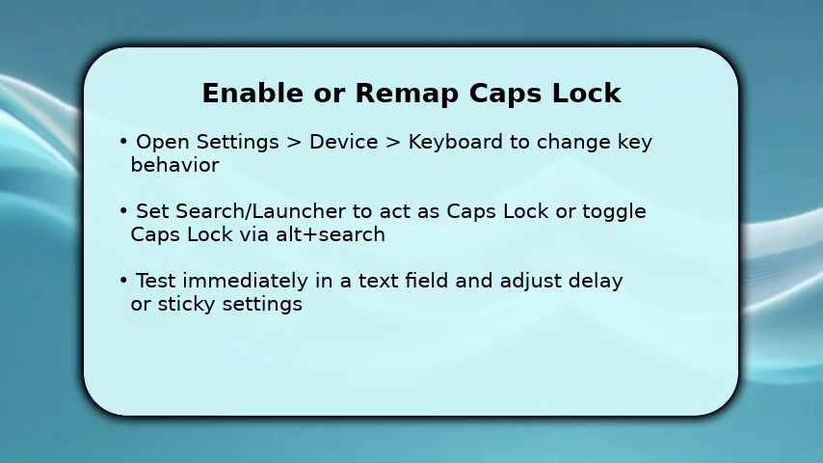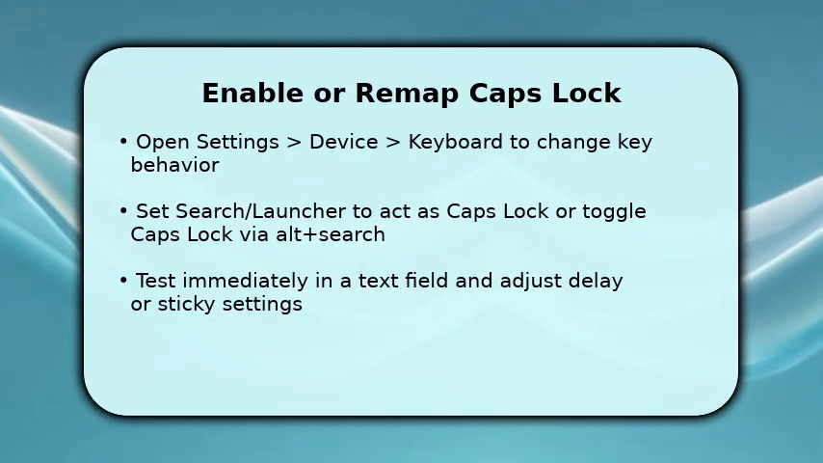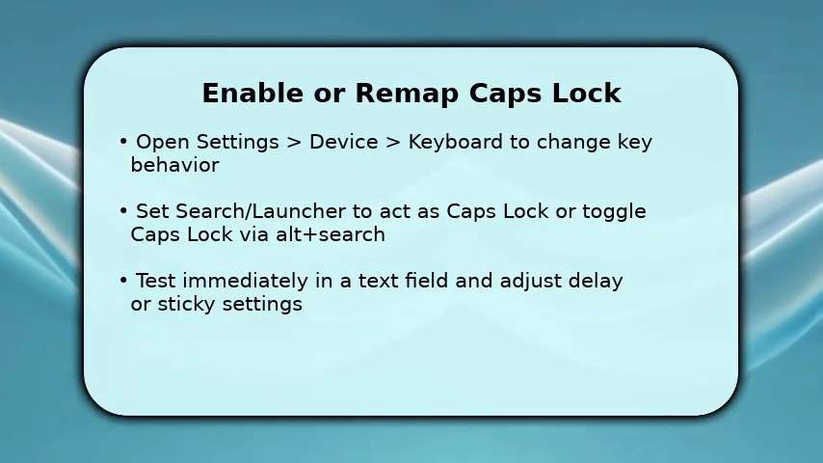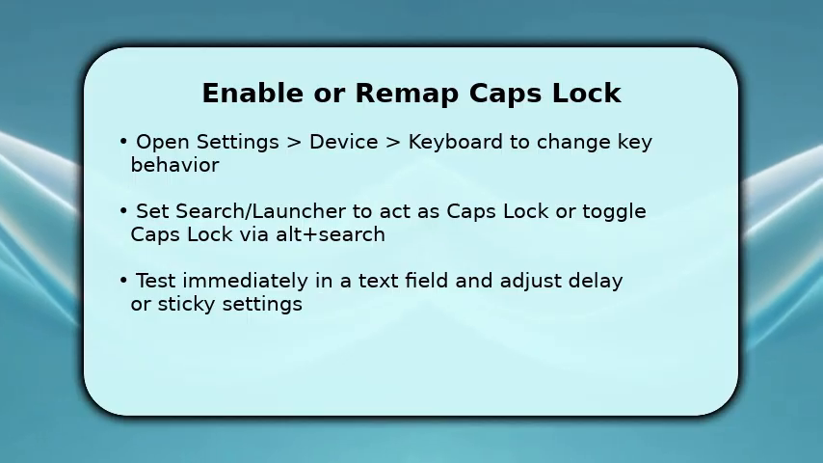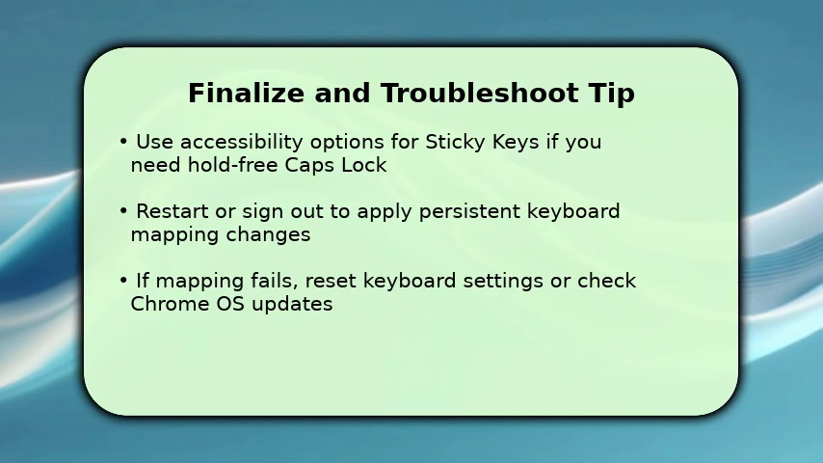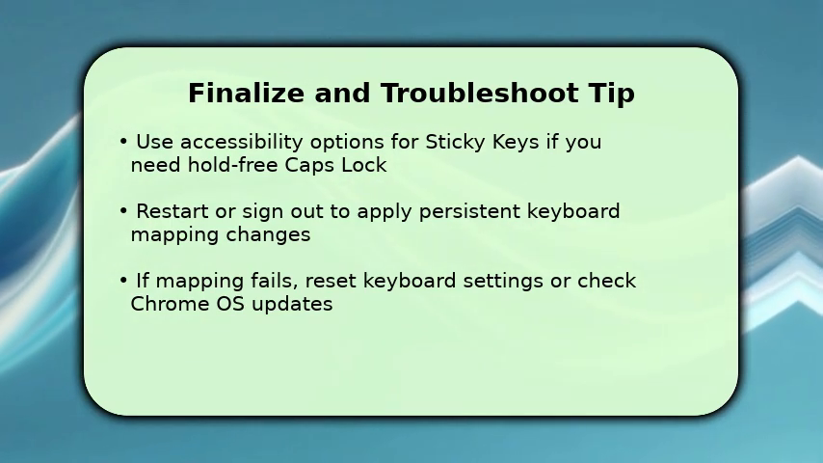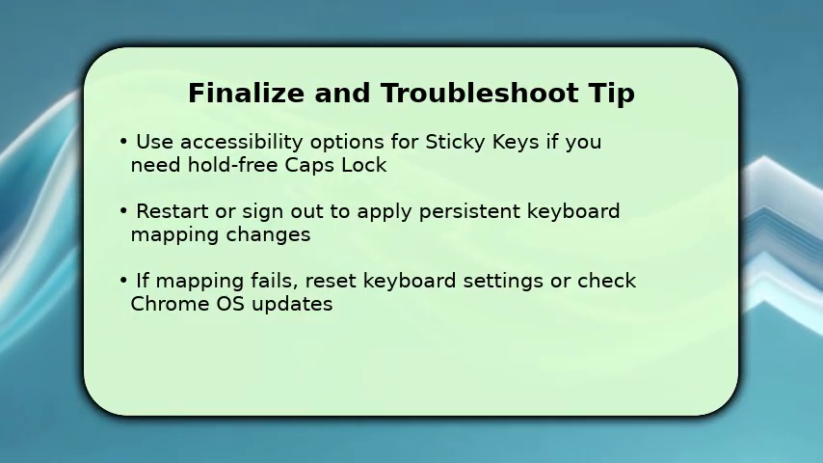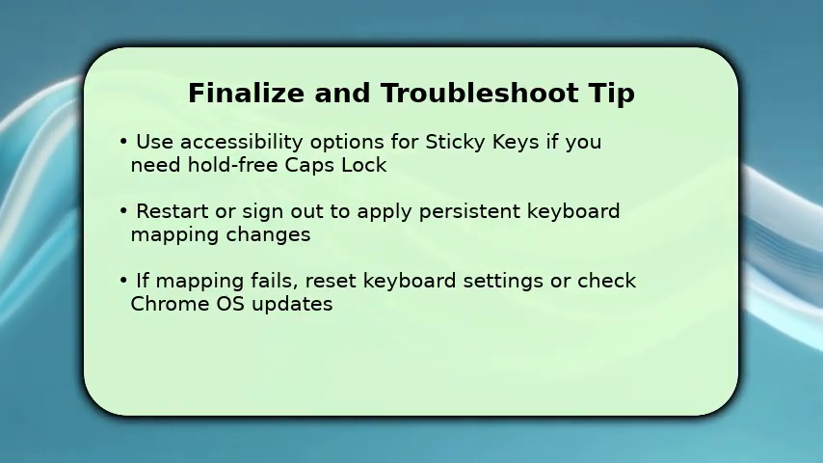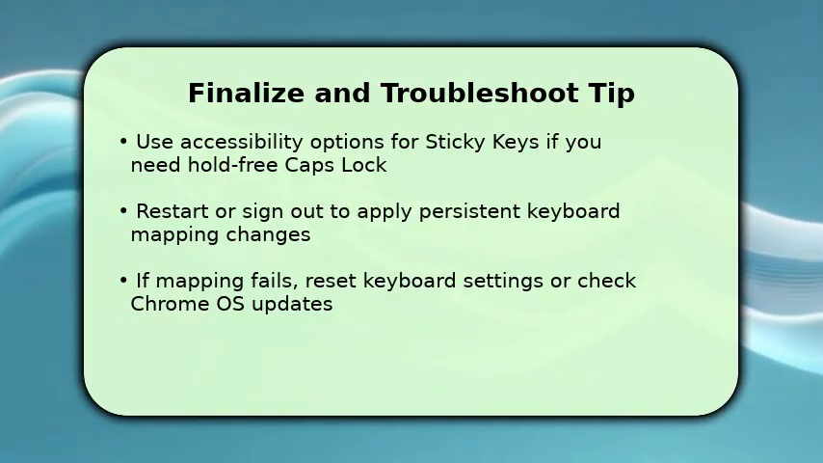If you need persistent uppercase, consider using Shift Lock via accessibility features. Make sure to revert if you prefer original key functions for shortcuts. Finish by signing out or restarting to ensure the remap persists across sessions. If you enabled sticky keys for easier capital typing, practice the sequence so you don't toggle it unintentionally. Make sure to document which key you remap to avoid muscle memory errors.